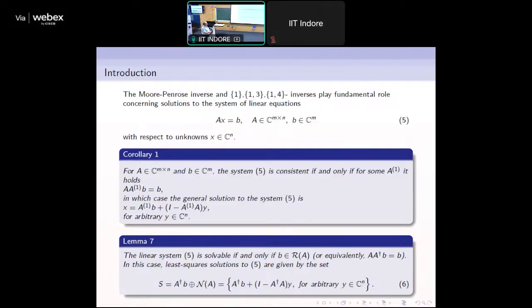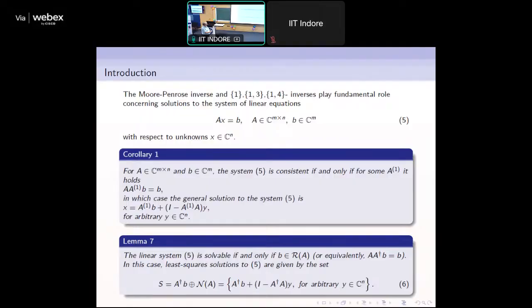And then here is the general representation of the solution to system 5. Interesting to mention that an arbitrary inner inverse will give the same solution. We can change the inner inverses here, but AX will again be equal to B.